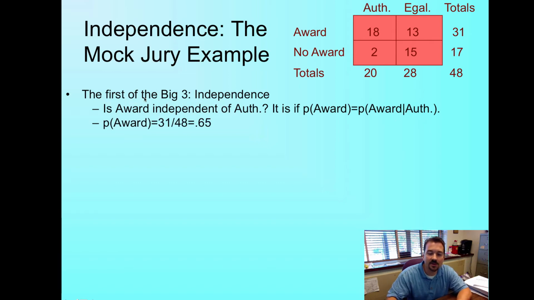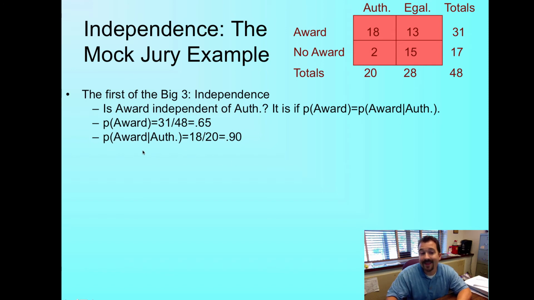So let's break this down here. The probability of award, so now we're just talking about one row, and that's it, is 31 divided by 48. Okay, so we're not talking about any of these individual cells. We're only talking about the probability of award. This whole row, 31 divided by 48, is 0.65.